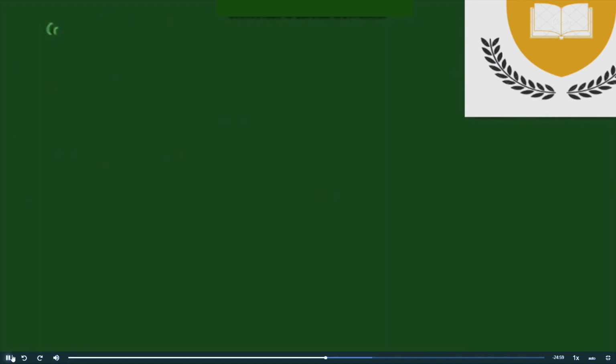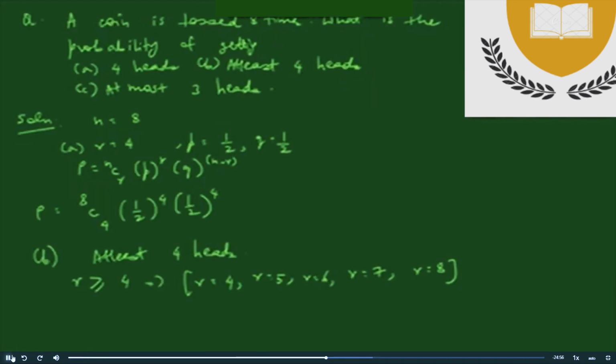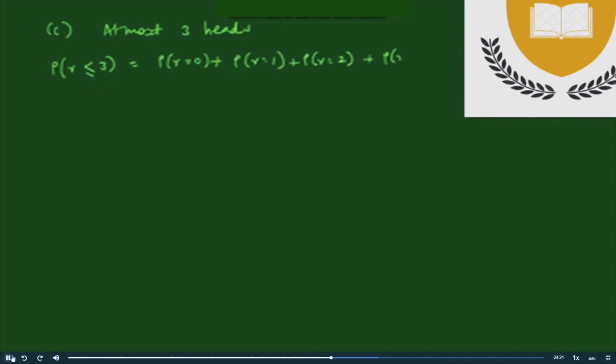The third subdivision is at most 3 heads. At most means at max, 3 heads. So when I say at most 3 heads, it's like the opposite of at least. At least means minimum, it should have 4 or whatever. Here at most is maximum, it can have only 3 heads. So that is going to be P of R less than or equal to 3. It cannot exceed 3. That is equal to P of R equal to 0 plus P of R equal to 1 plus P of R equal to 2 plus P of R equal to 3.